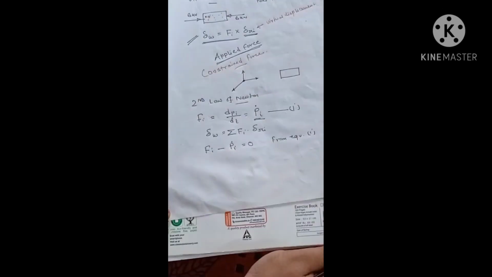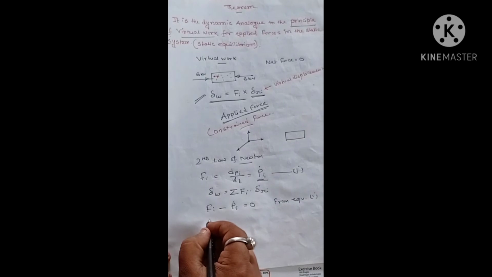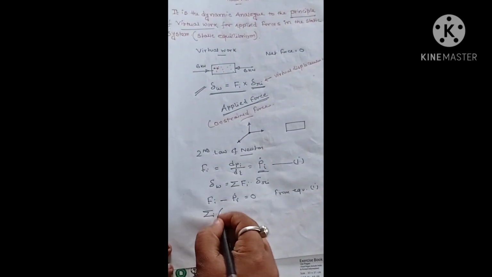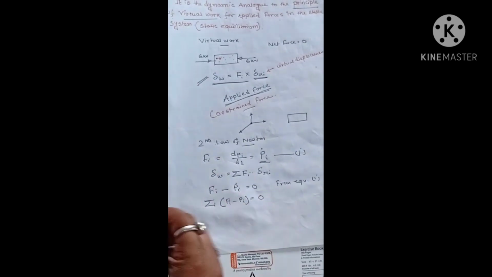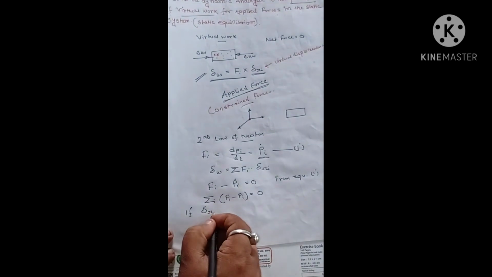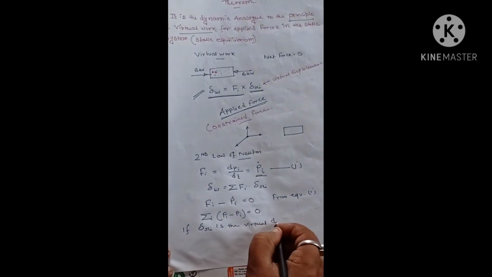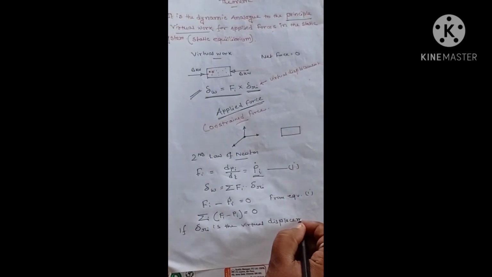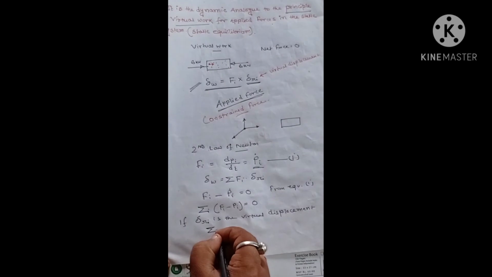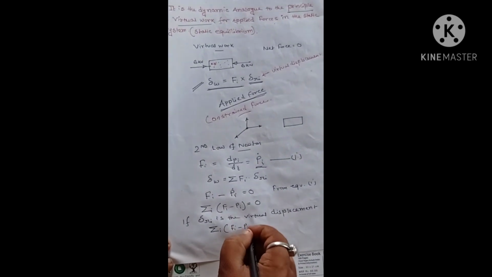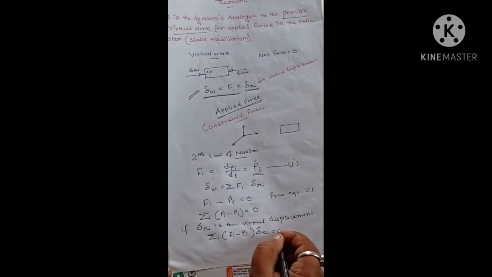Follow the steps very carefully. If there are plenty of particles within the system, we use the summation sign. Summation over i of Fi minus p dot i, multiplied by del Ri, equals 0, where del Ri is the virtual displacement. That is the very small amount of displacement.